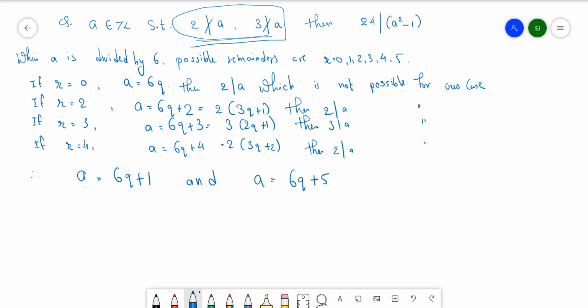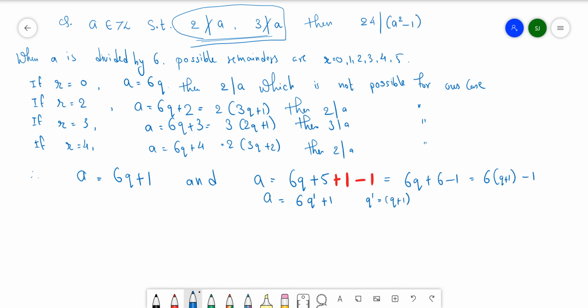and a equal to 6q plus 5 is possible. Now 6q plus 5 can be written in a different format. What I can do is add 1 and subtract 1 in this. Let me write it in a proper format so you will understand. It is 6q plus 6 minus 1. I can take 6 common: 6 times q plus 1, minus 1. So a is of the form 6 times some integer minus 1, where that integer is q plus 1.